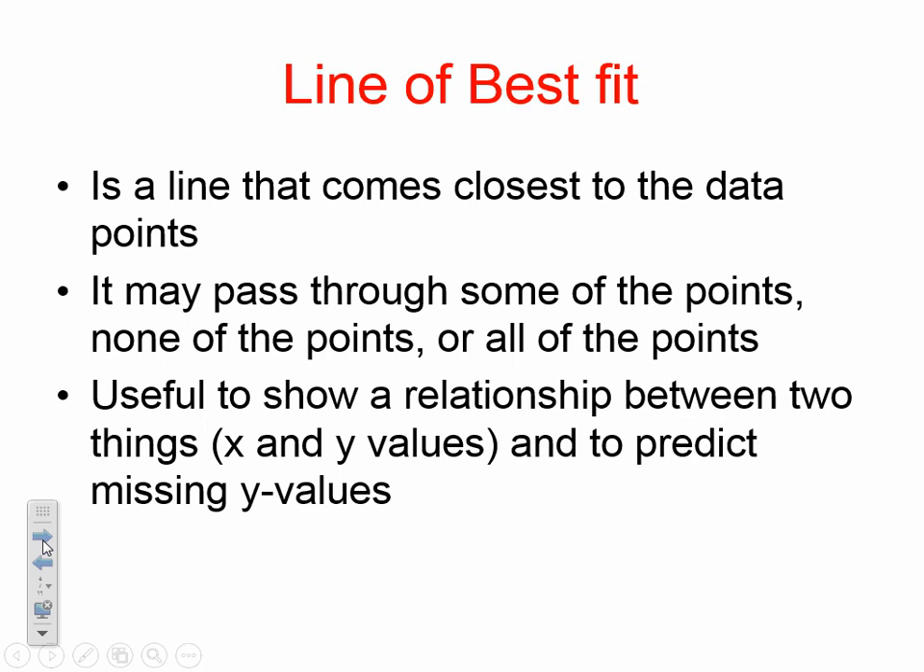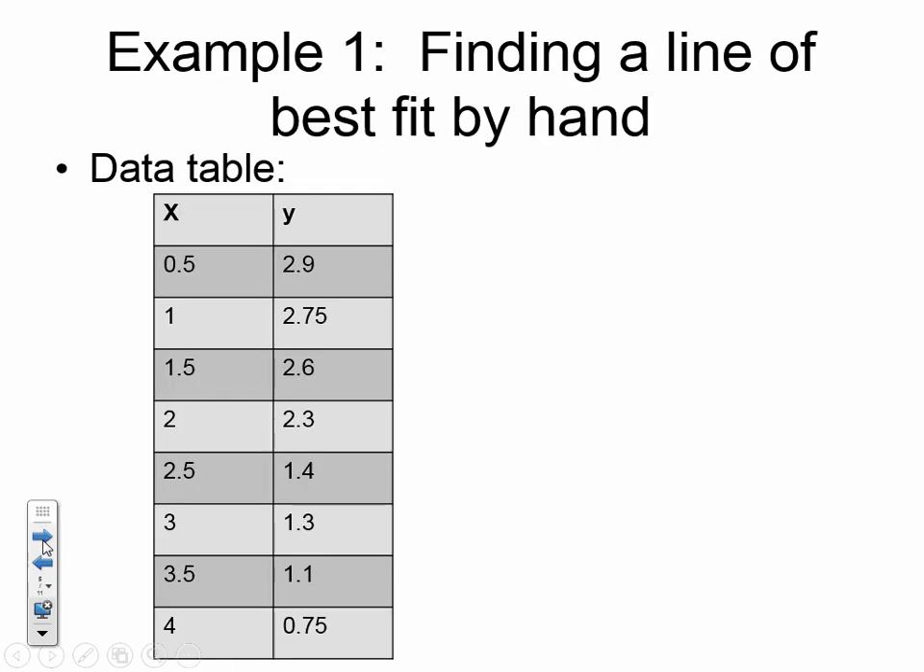So let's write this definition in your notes underneath where you wrote scatter plot there. What is a line of best fit? Well, it's a line that comes closest to the data points. It may pass through some of the points, none of the points, or all of the points, depending on your information. It's useful to show a relationship between x and y in order to predict something that's missing or predict something that's in the future. So we're going to do one example here, just one today. Take a minute and write that table of values into your notes.